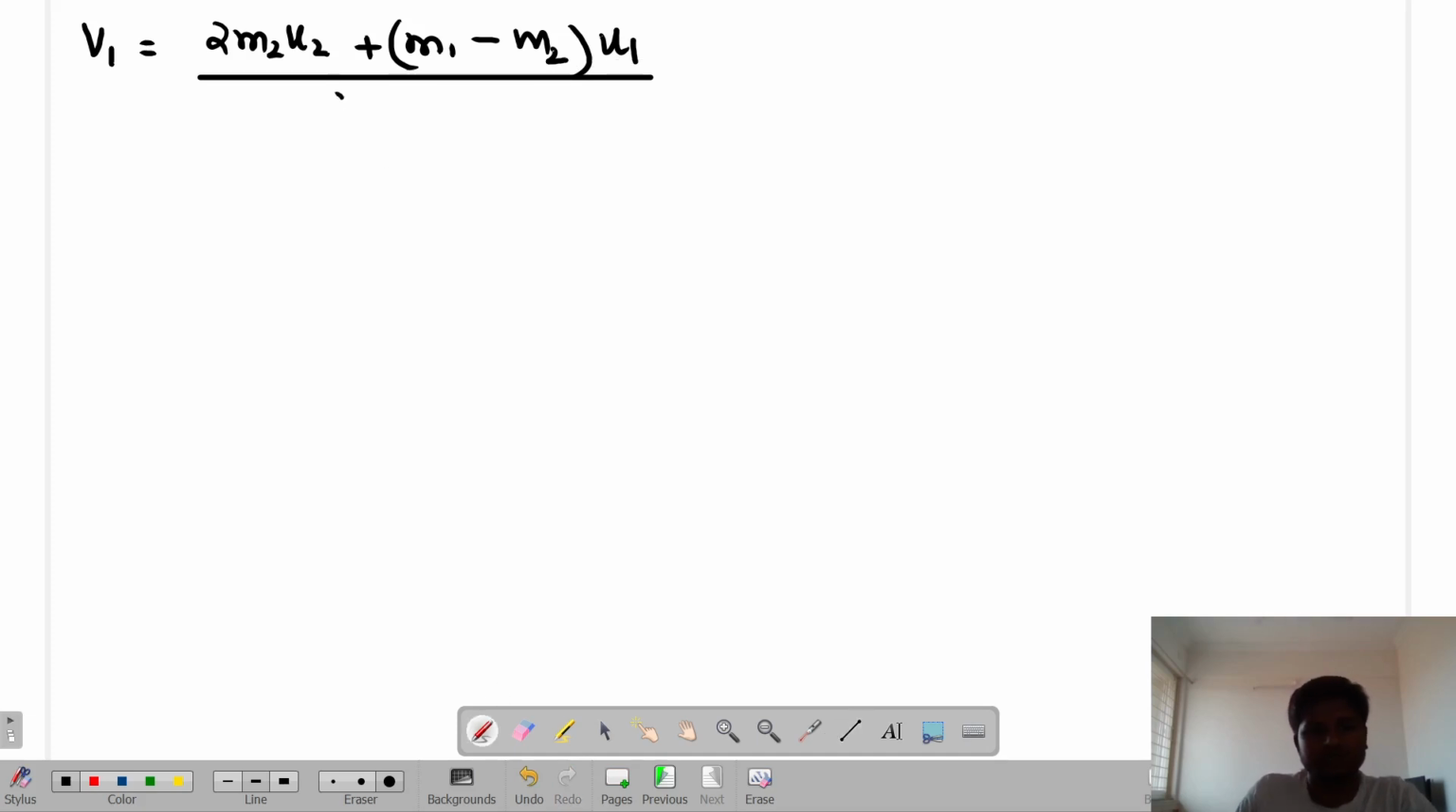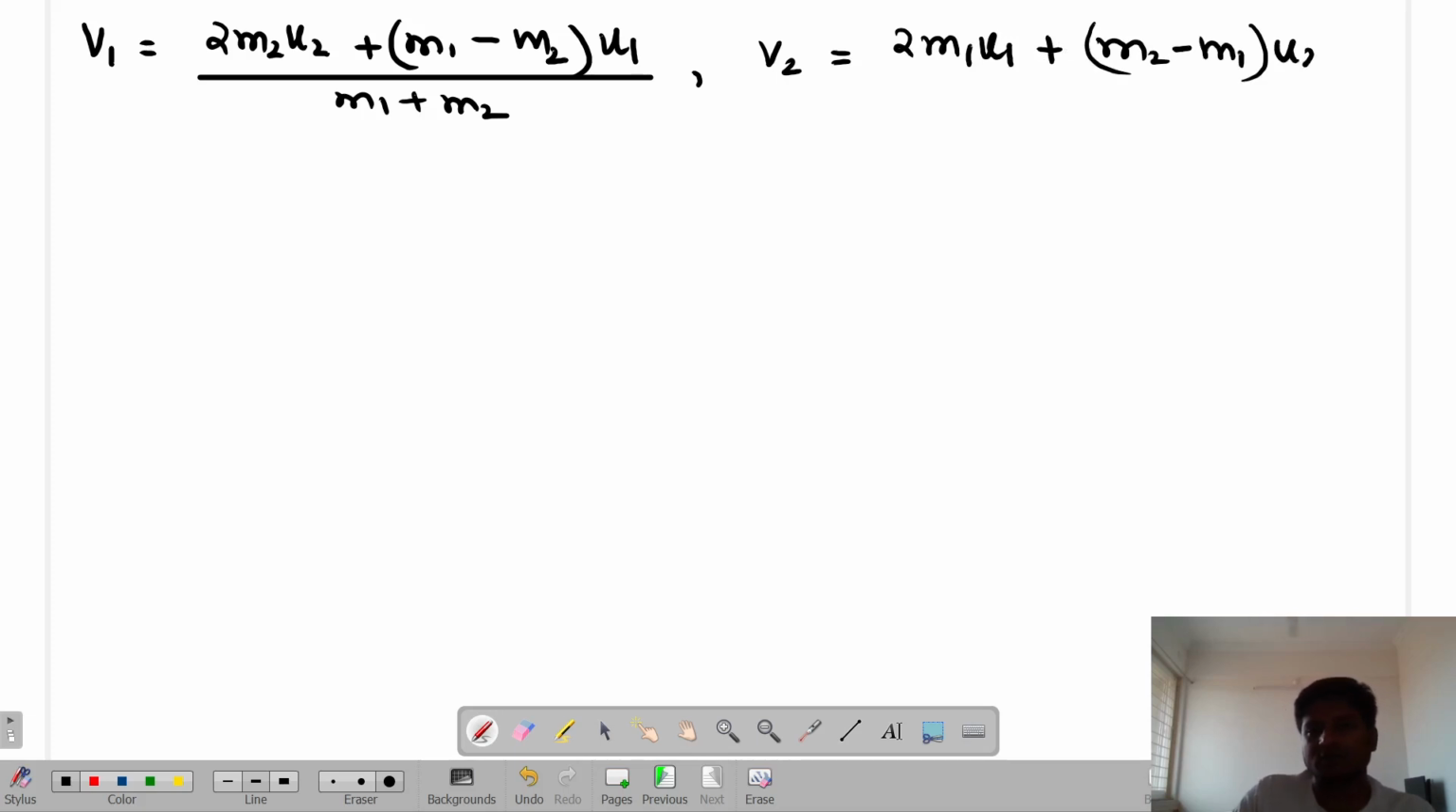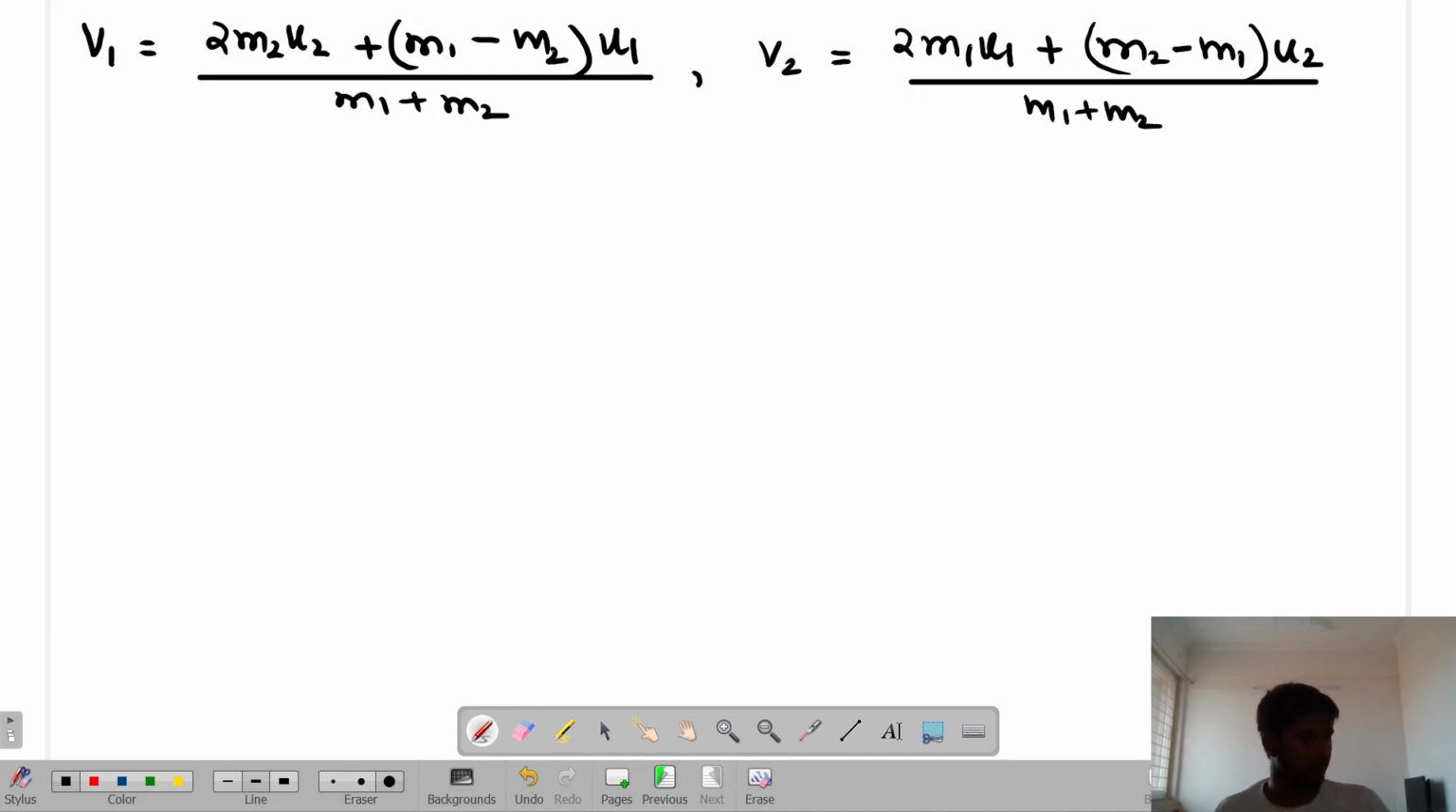Divided by m1 plus m2. This was my relation, isn't it? Similarly, v2 is written as twice of m1 u1 plus m2 minus m1 into u2 divided by m1 plus m2. Got it. Now let us take a special case where one of the masses is bigger.